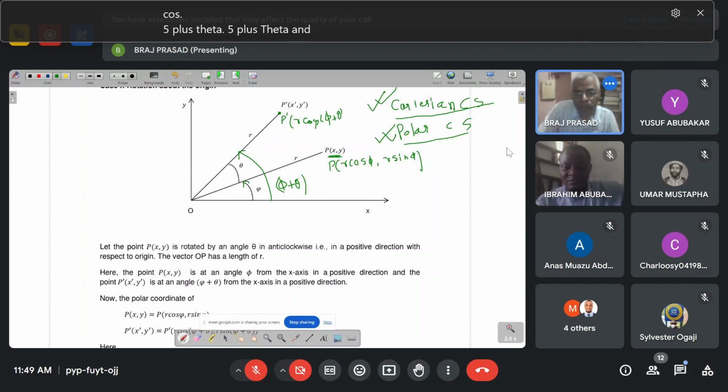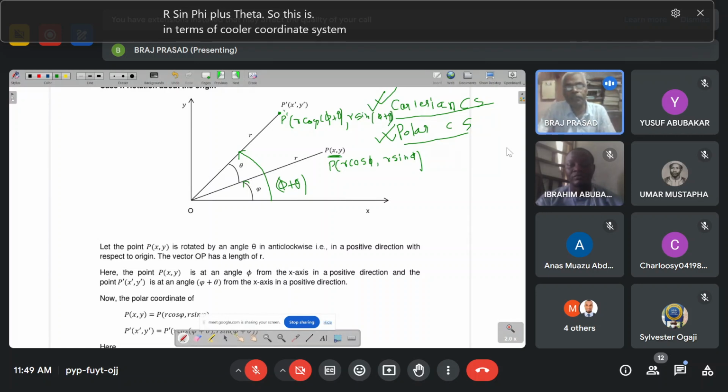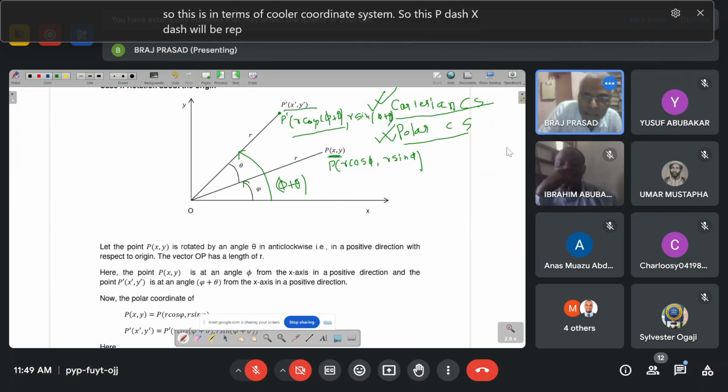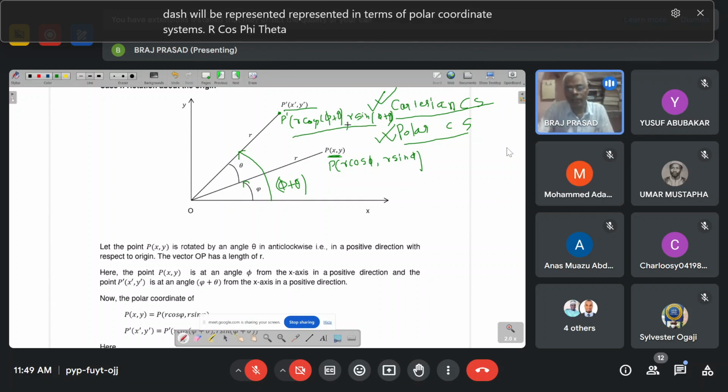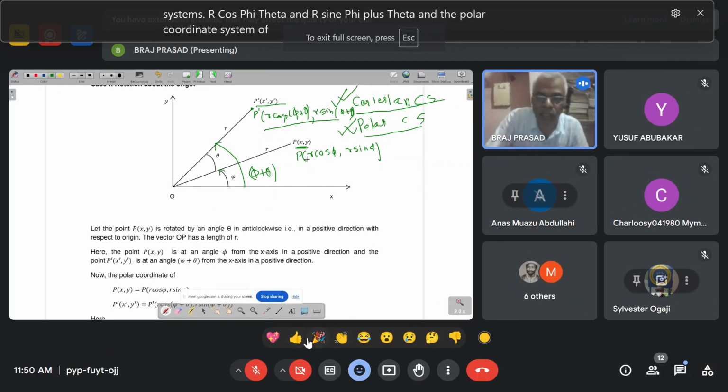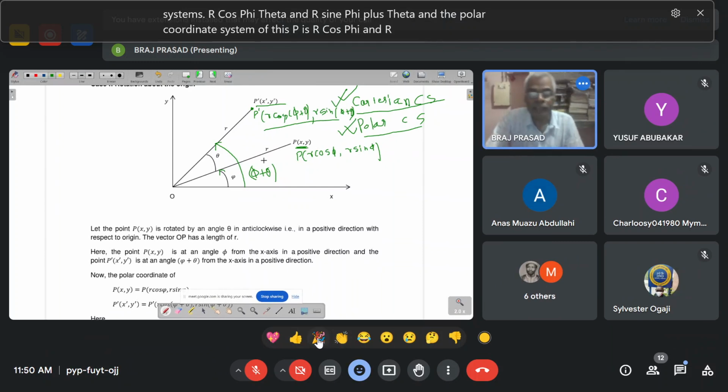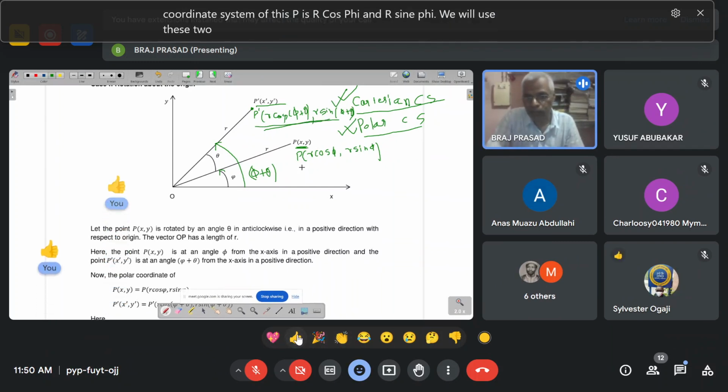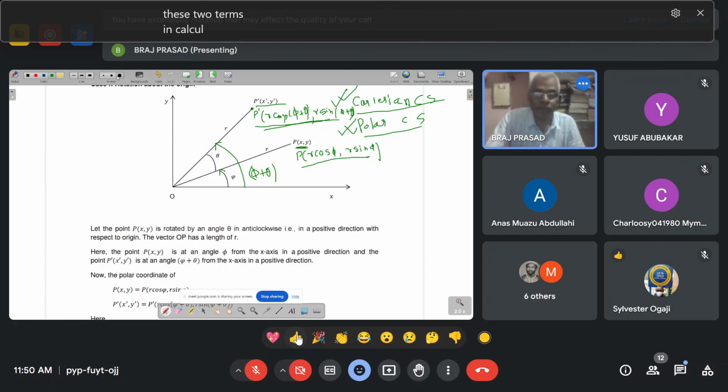And y dash will be represented as r sin (phi plus theta). So this is in terms of the polar coordinate system. P dash (x dash, y dash) is represented as (r cos (phi plus theta), r sin (phi plus theta)), and the polar coordinate of P is (r cos phi, r sin phi). We will use these two terms in calculation.